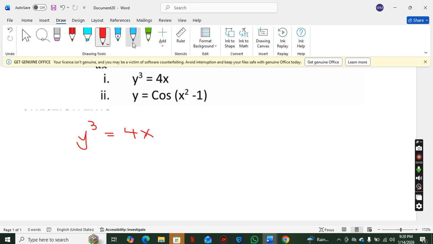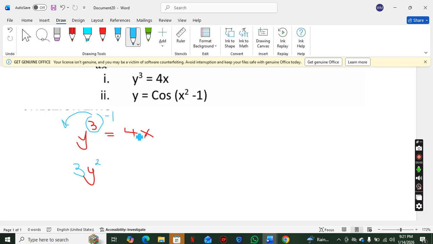Remember, with deriving, you multiply the exponent with the coefficient. Coefficient is just a number in front of the letter. So the number in front of this y is 1. 3 times 1, that is 3. Then you subtract a 1 from the exponent. 3 minus 1, that is 2. So we get 3y squared.